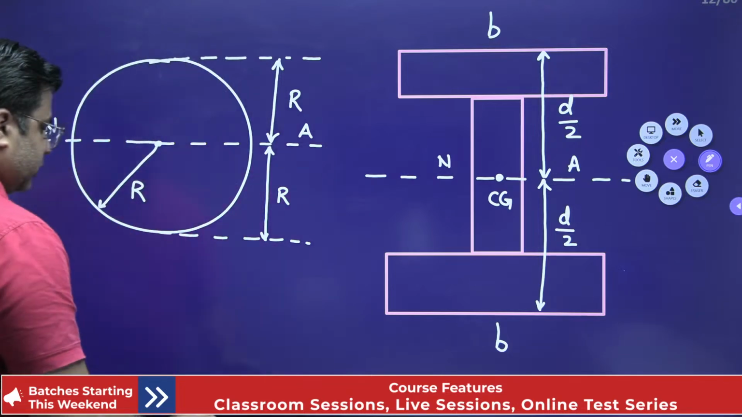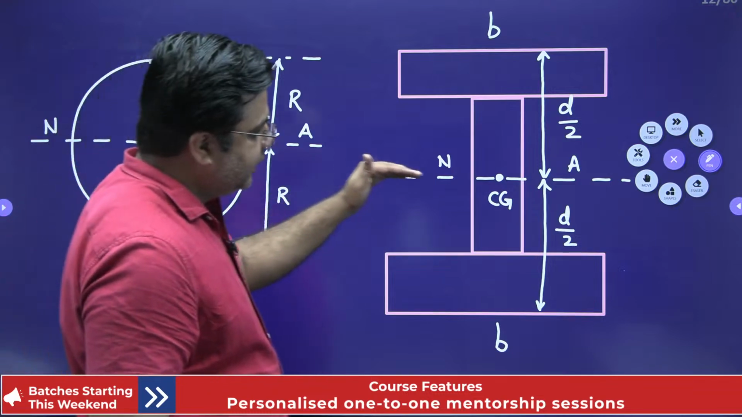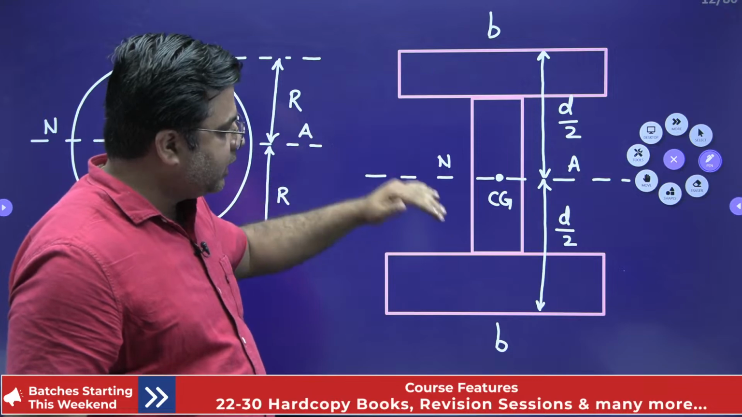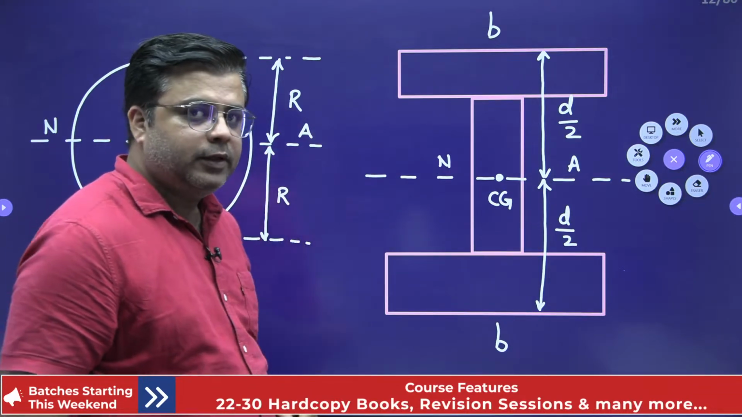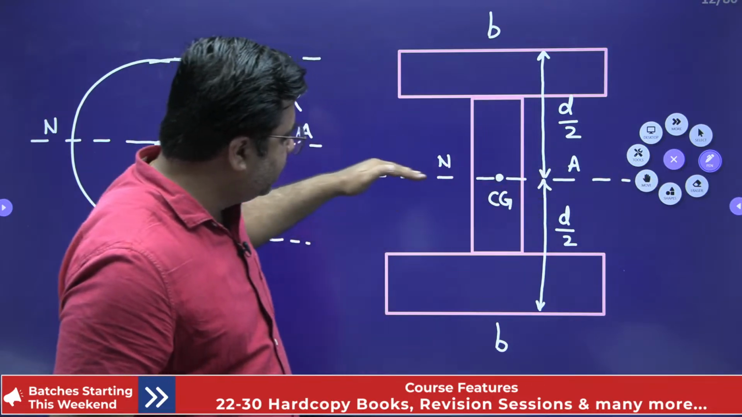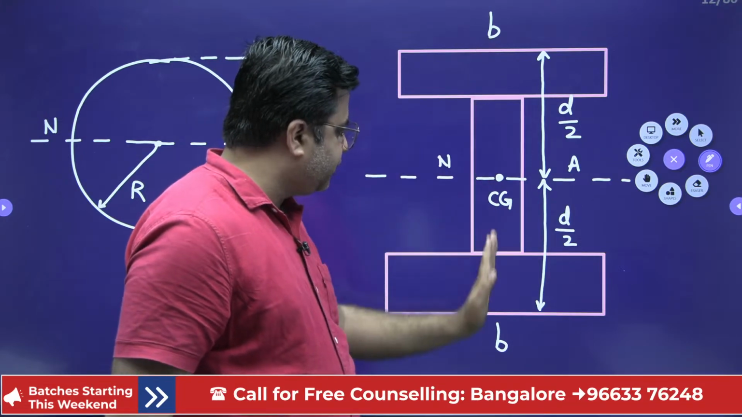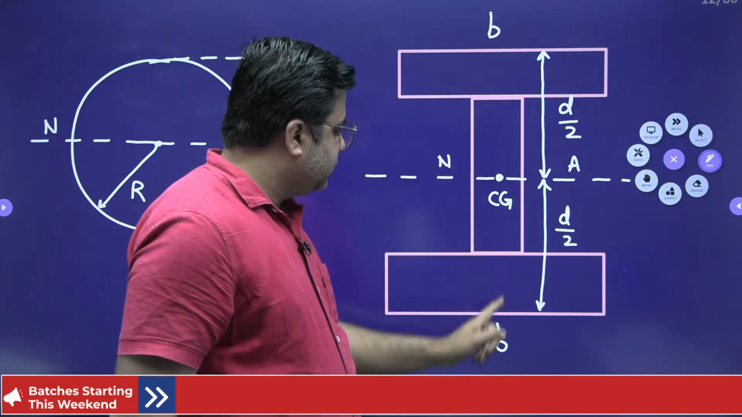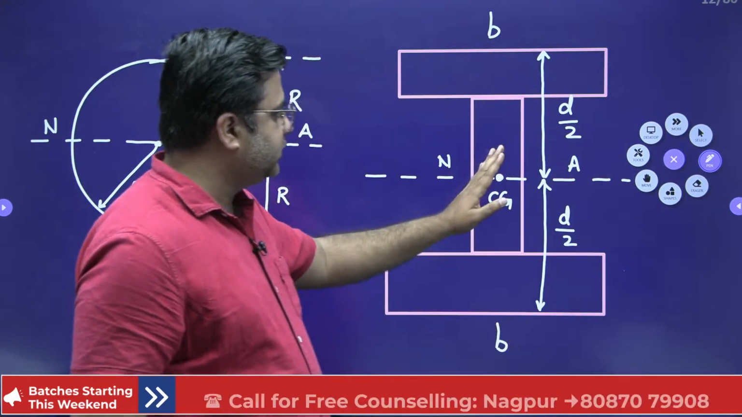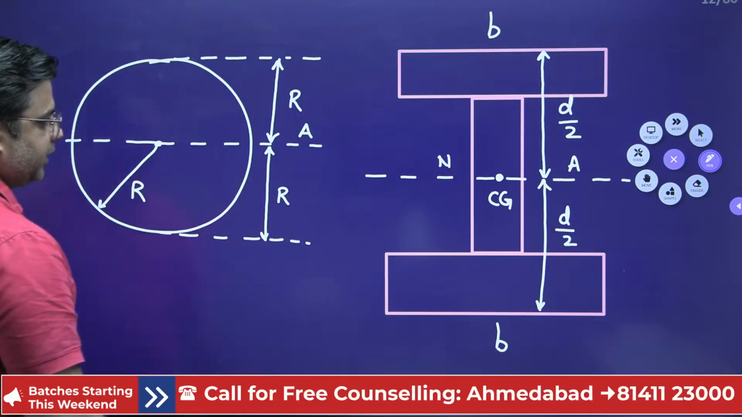Okay, I'll draw this figure in front of you. First of all, tell me, how many axes of symmetry are there for this I section where the top and bottom flanges are of the same width? One is this section, this is symmetrical. The other one is along this section, which is perpendicular to this and passing through the CG. This is also dividing the cross section into two equal halves. So this will also be an axis of symmetry.